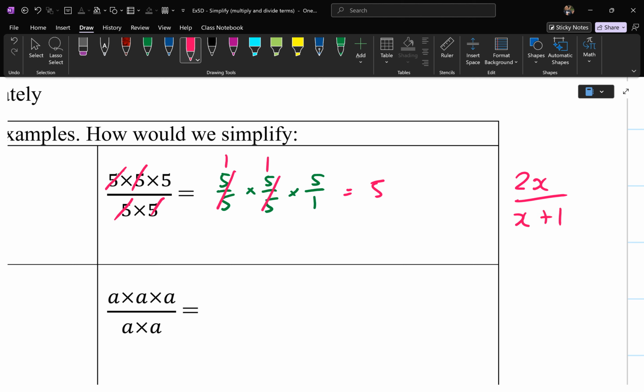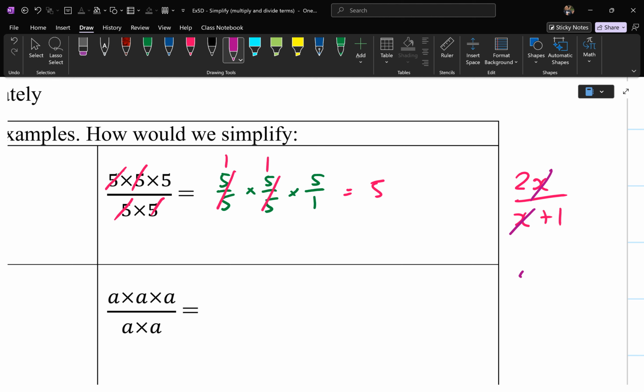And this is what students do. They follow exactly what they learned in primary school. They see an X, and they'll do this. But you can't do that. You cannot cross that off, and the reason why is because it's not dividing. It has to be times. There's a plus here. You can't just cross off a number.